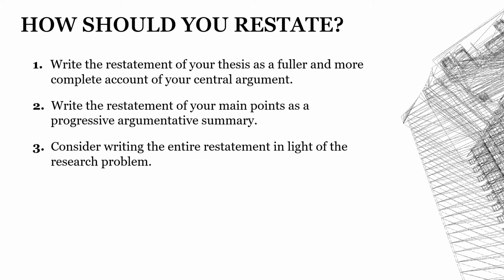Second, write the restatement of your main points as a progressive argumentative summary. Unless your argument is most effectively represented in a list, avoid reducing your summary to a 1-sentence list with commas and a conjunction. Instead, curate your main points in such a way that you illustrate the logical relationships between your points. If point 3 depends on point 1 and 2, set up your summary to clarify and remind readers of that argumentative relationship. Third, consider writing the entire restatement in light of the research problem.